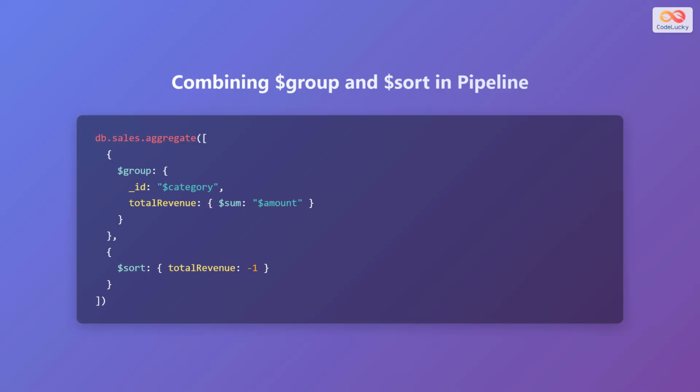Now let's see how to combine the $group and $sort operators in an aggregation pipeline. In this example, we're starting with the db.sales.aggregate method and passing in an array of stages. The first stage is the $group stage, where we group by the category field and calculate the total revenue, using the $sum operator on the amount field. The second stage is the $sort stage, where we sort the results by total revenue in descending order. This pipeline first groups the sales data by category and then sorts the categories by their total revenue, allowing you to easily identify the top-performing categories.